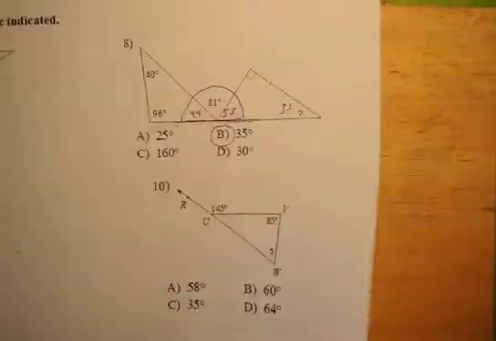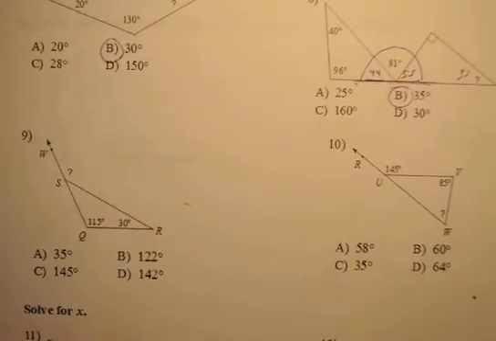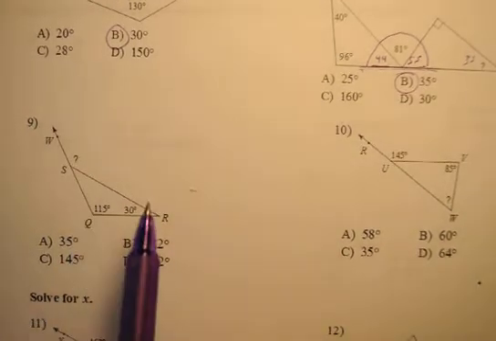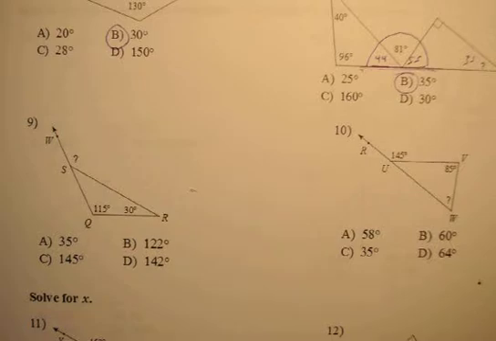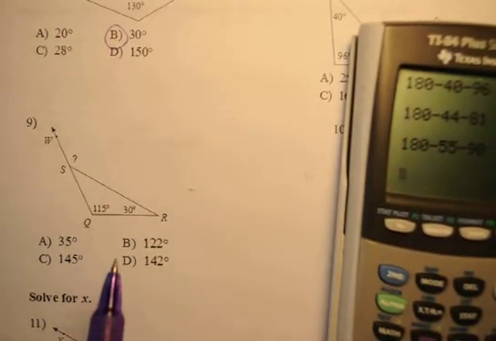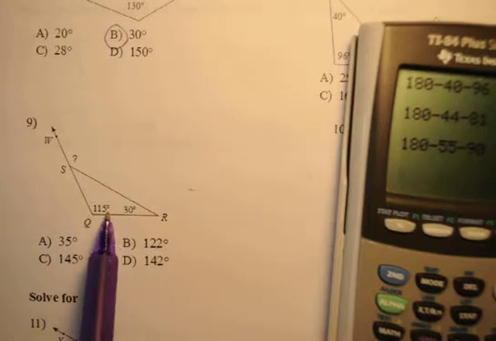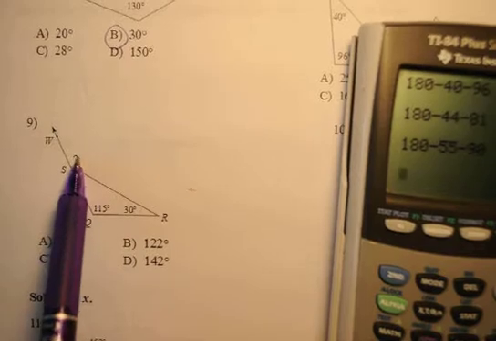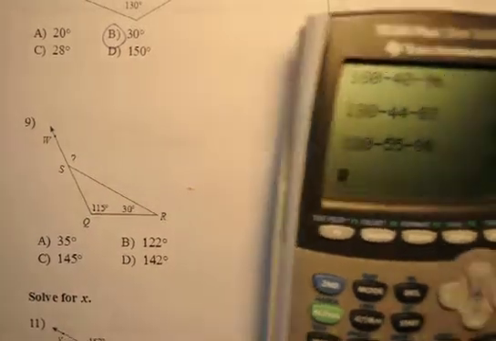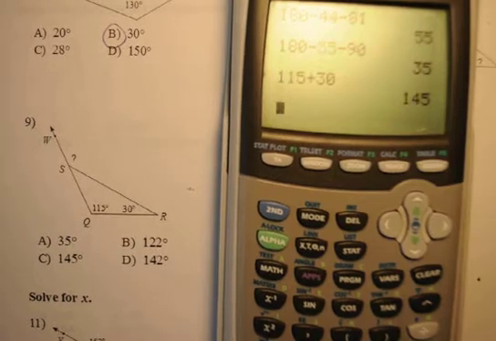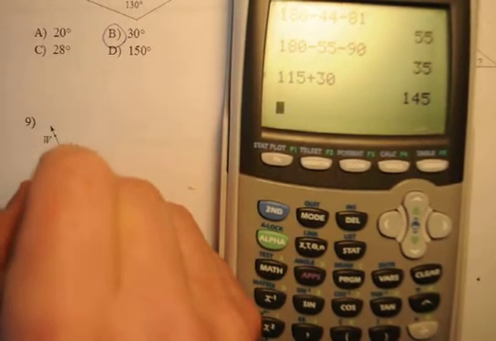Alright, next one. You could use the exterior angle theorem, which is the other theorem in section 5.1. The first theorem was that the angles add up to 180. The next theorem is that the two interiors will always add up to the exterior. So 115 plus 30 is what you could do there, and get a 145 degree angle.